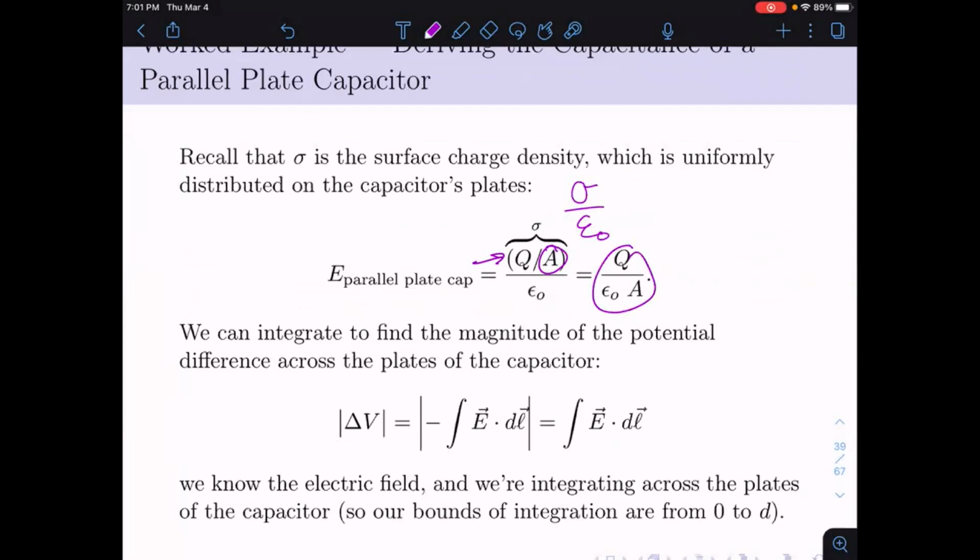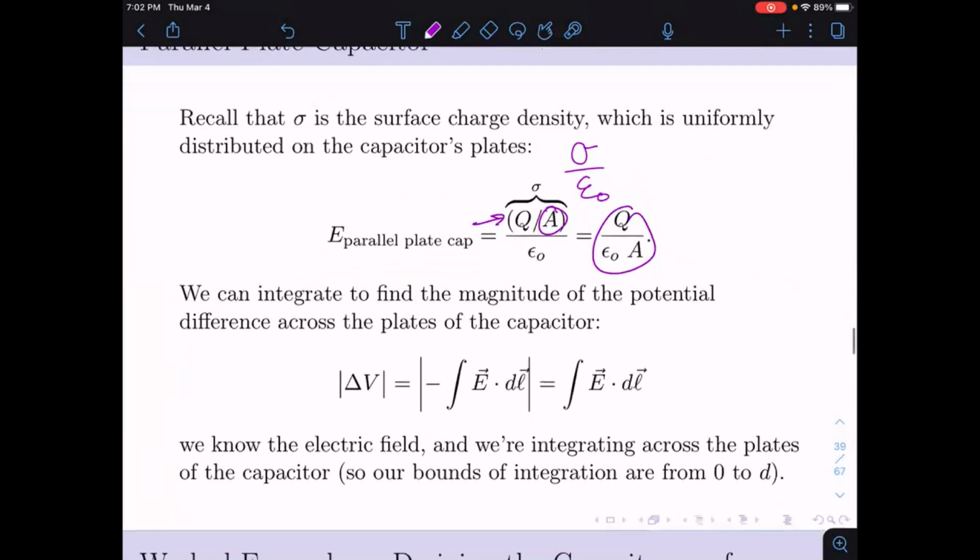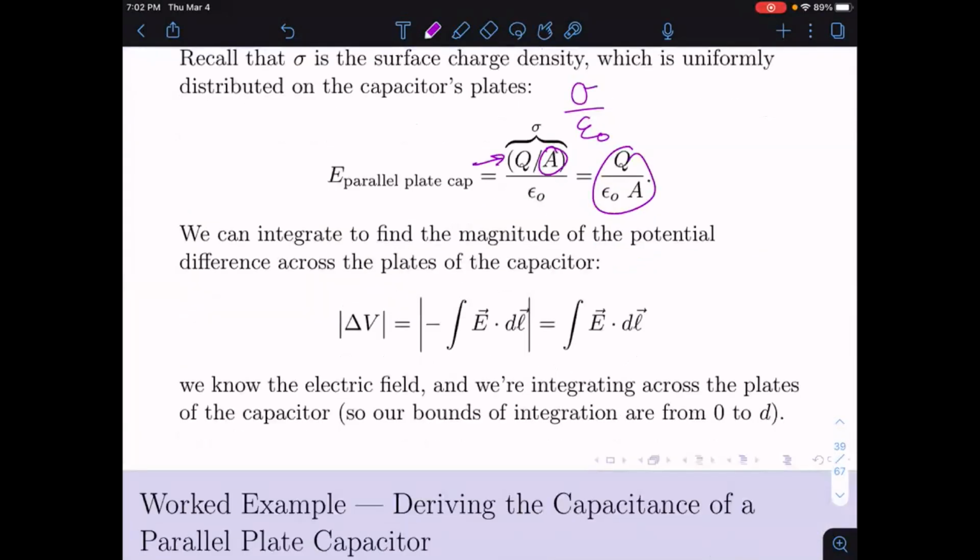So at this point, I've completely simplified my E field expression. I'm good to go. I've got nothing else to worry about. I can just go from here and plug it into my voltage expression. So one we've been working with a lot in unit 2 is this integral expression here.